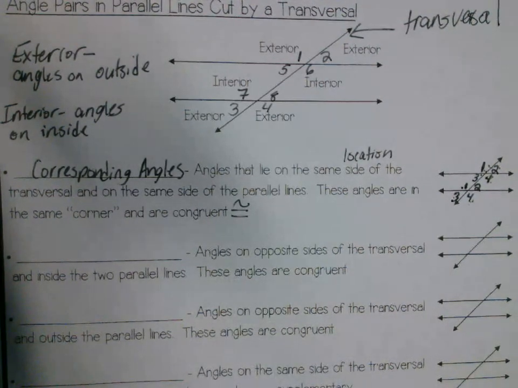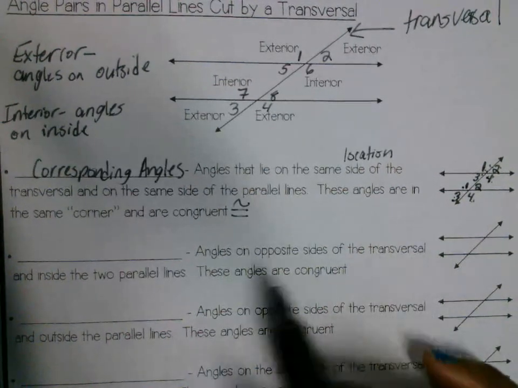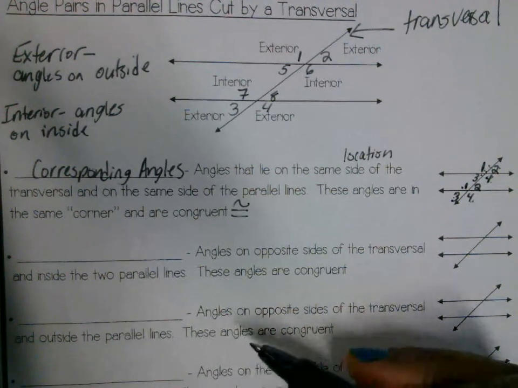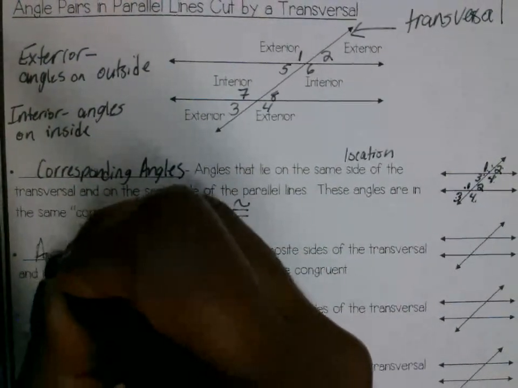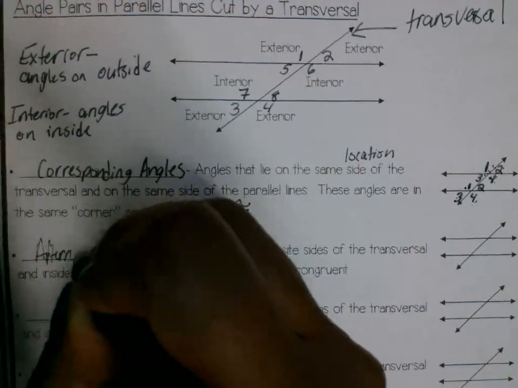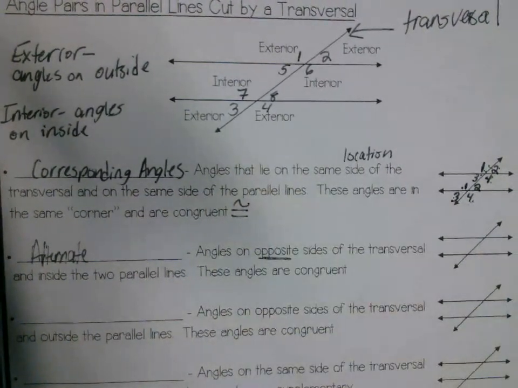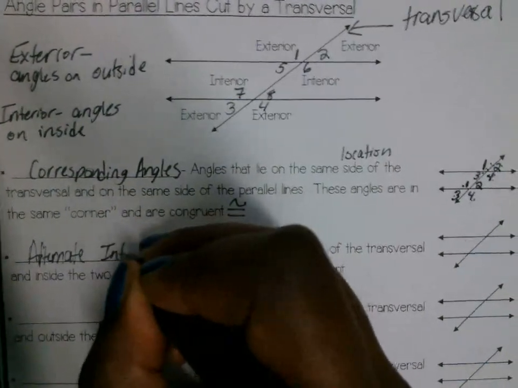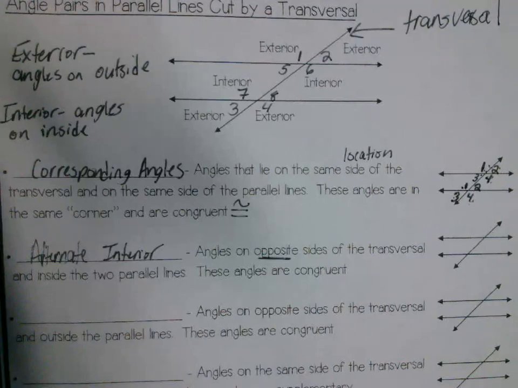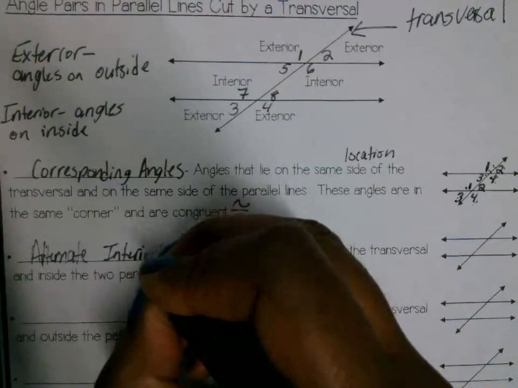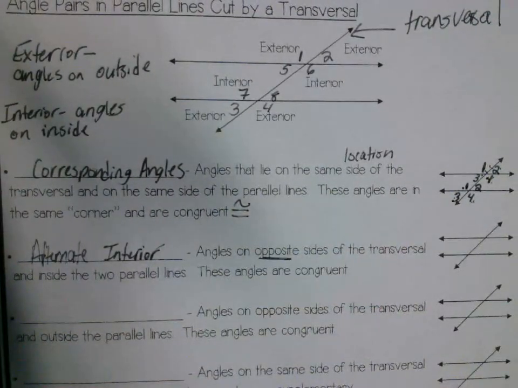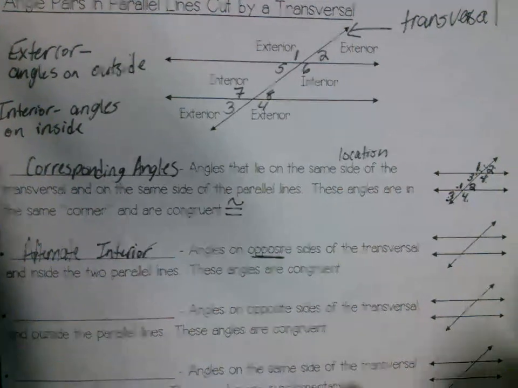We have angles on opposite sides of the transversal inside the parallel lines. If they're on opposite sides and they're on the inside, they are alternate, that's opposite, interior, because they're on the inside. So they're called alternate interior angles. This is supposed to be an R. These are your alternate interior angles.